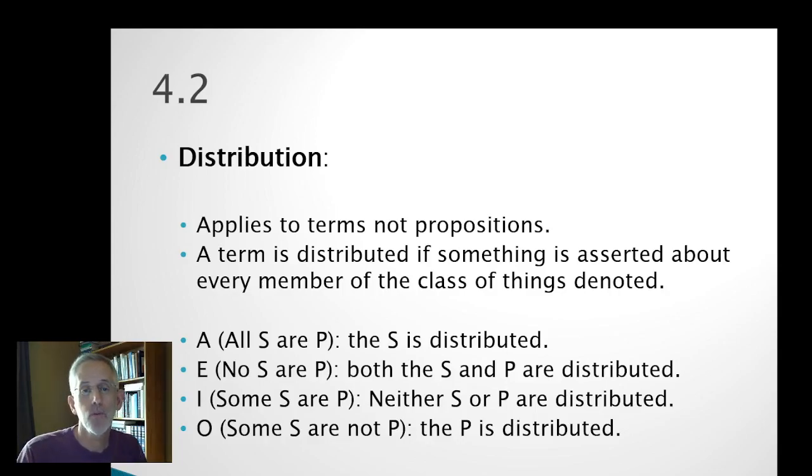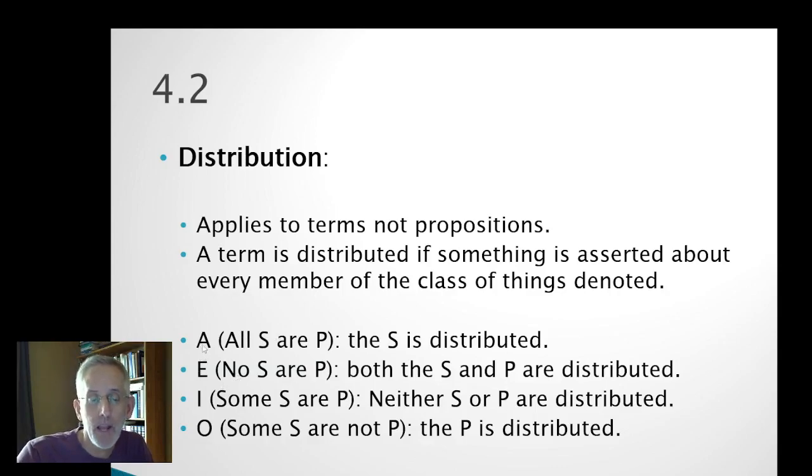So what does it mean for a term to be distributed? A term is distributed if something is asserted about every member of the class of things denoted. So if there's a claim being made about every member of the S class or the P class, then we would say S or P is distributed in that instance. So let's look at these four standard form categorical propositions, A, E, I, and O, and understand which terms are distributed in each of them individually.